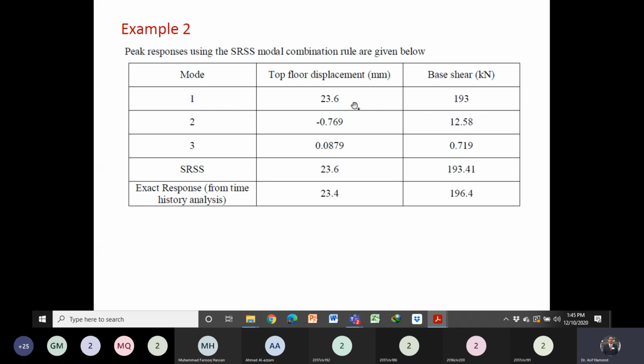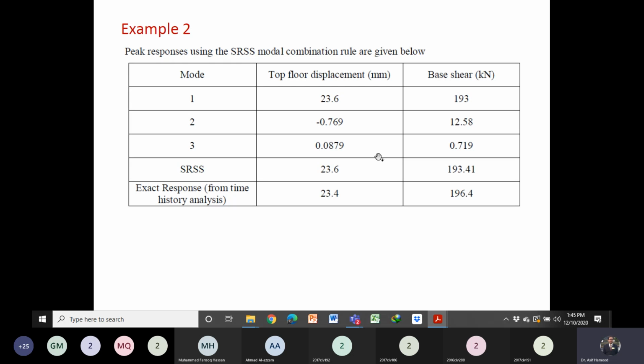Okay, and then we can tabulate the values. In the first mode of vibration, this is the top floor displacement and this is the base shear. In the second mode of vibration, this is the top floor displacement and this is the base shear. In the third mode of vibration, this is the top floor displacement and this is the base shear. Now we can use the modal combination rules. These are the values of the responses in the different modes of vibration.